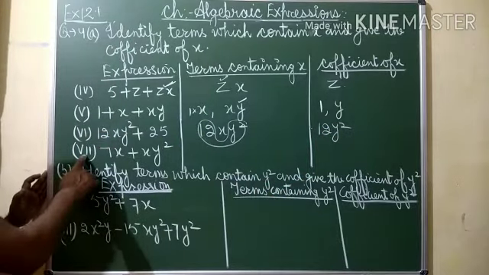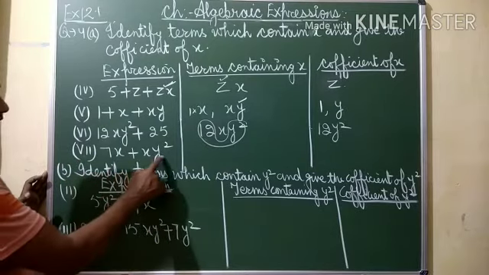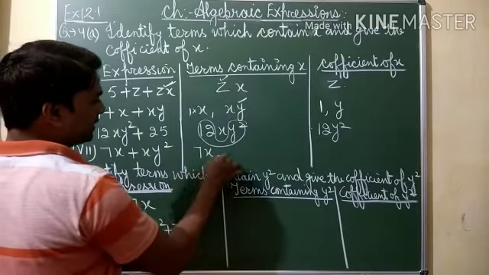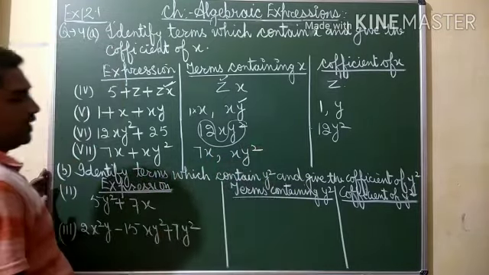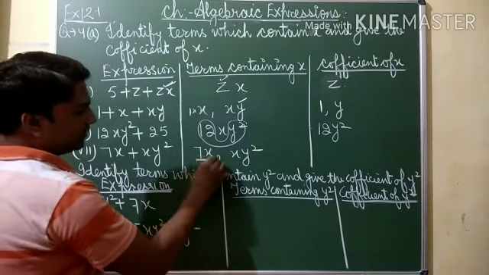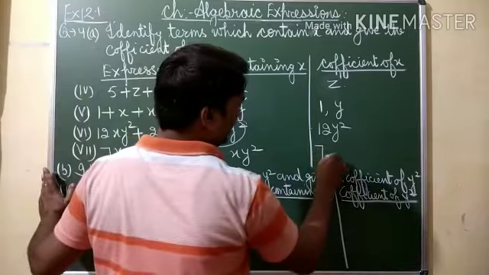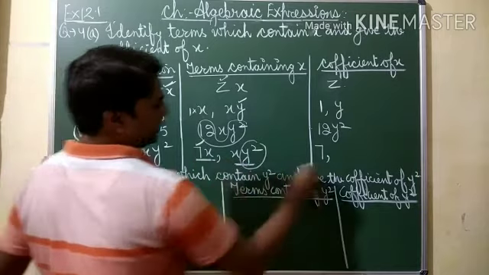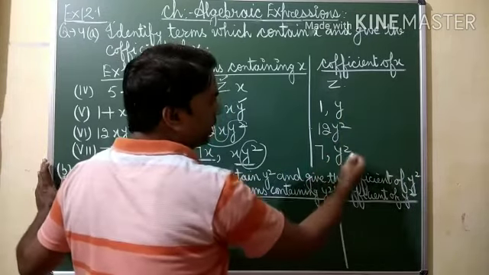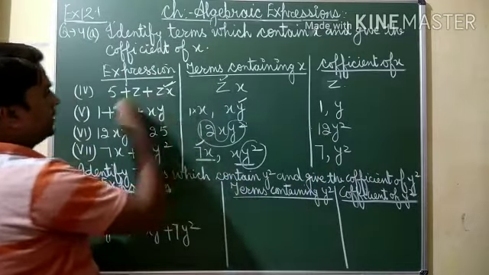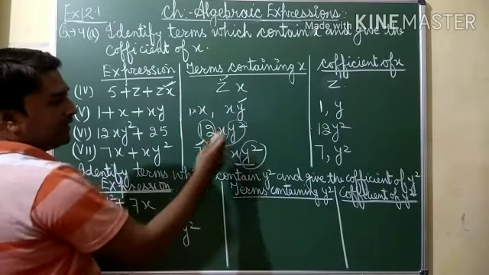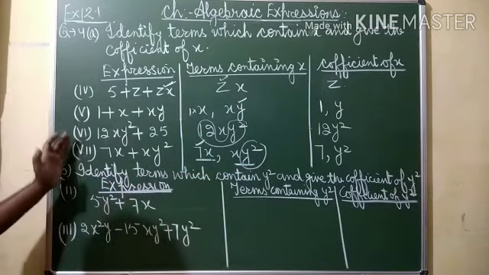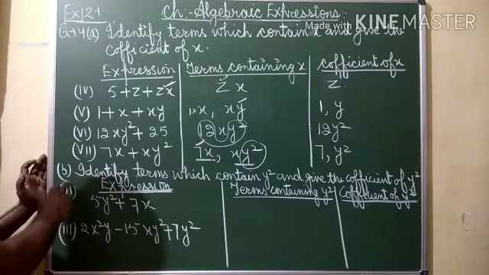Next, seventh part, the given expression is 7x plus xy square. Now in this expression, the terms containing x are 7x and xy square. Now the coefficient of x in the first term is 7 and the coefficient of x in the second term is y square. So these are the required coefficients of the terms zx, x, xy, 12xy square, 7x and xy square in the given algebraic expressions.